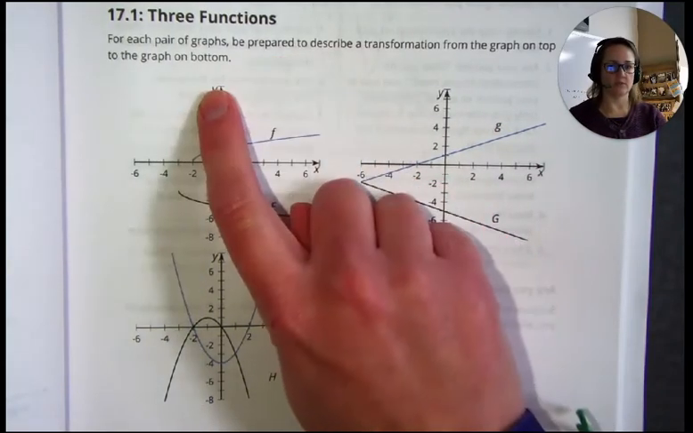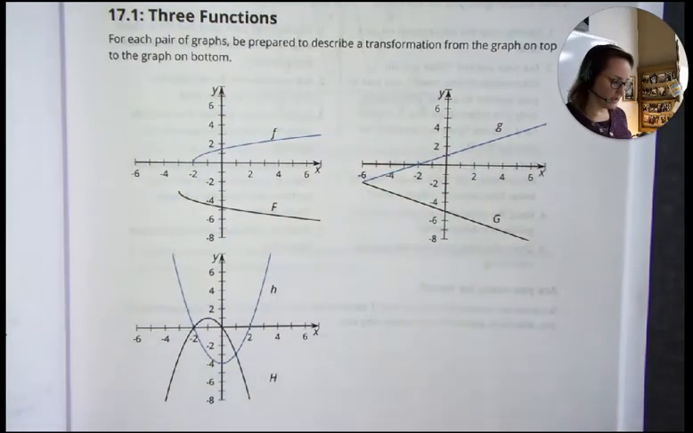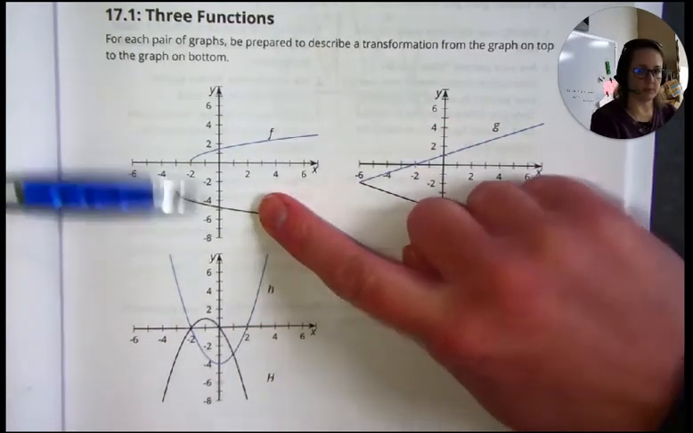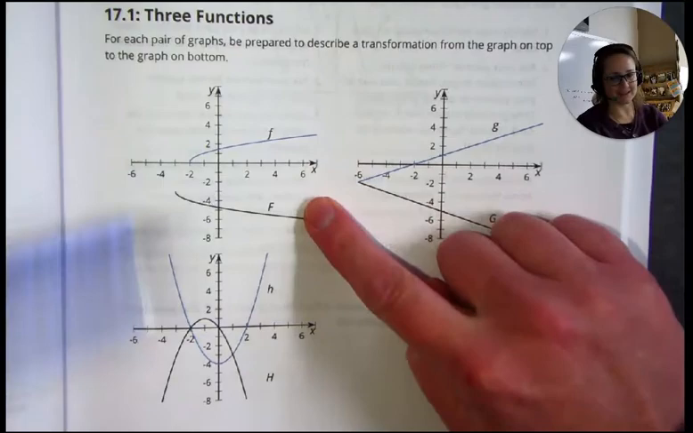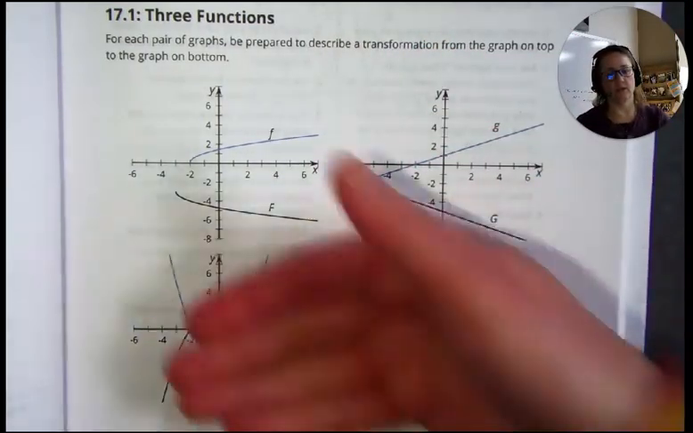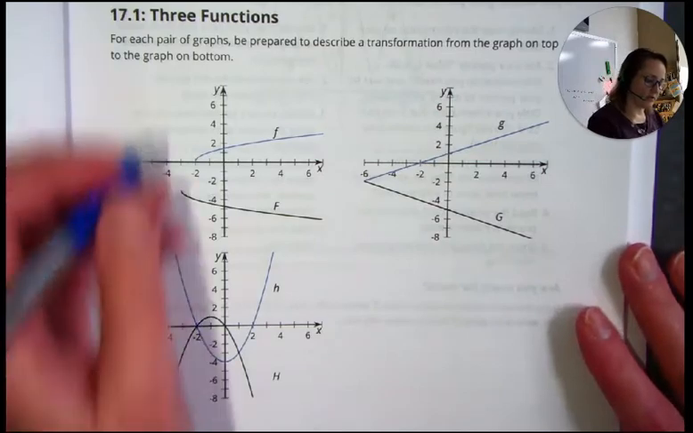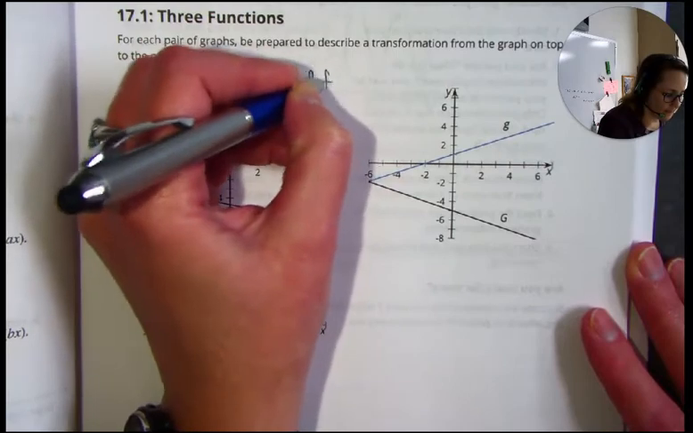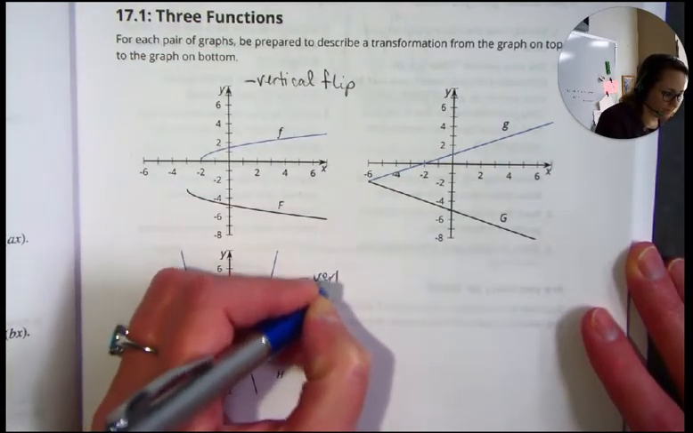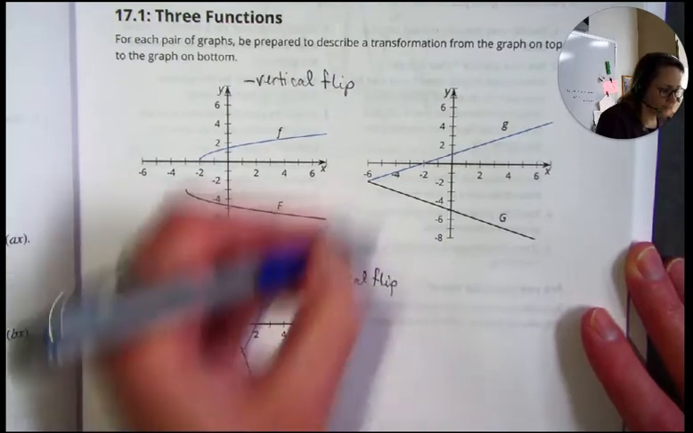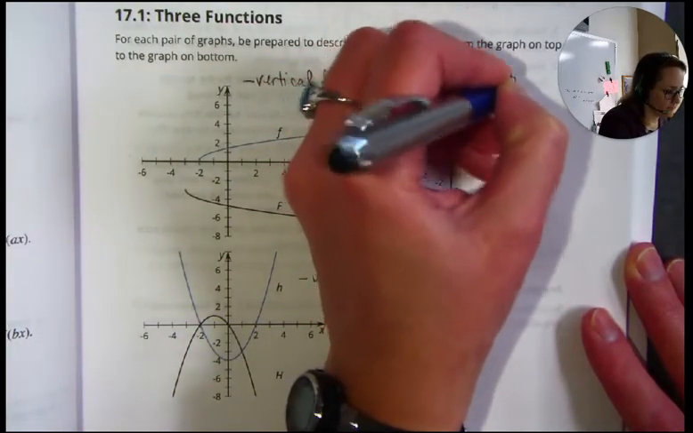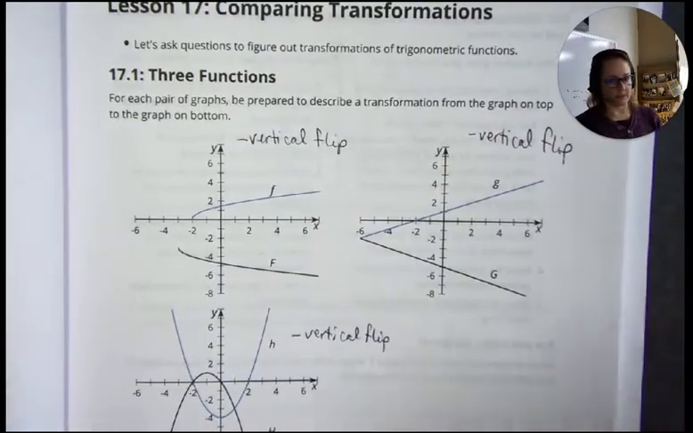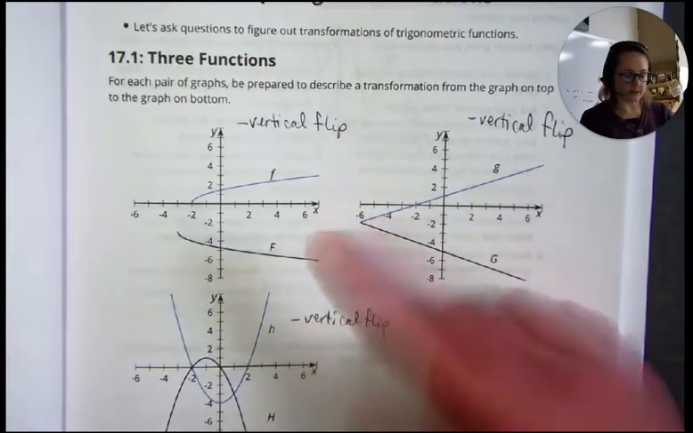Describe the transformation from the graph on the top to the graph on the bottom. For each of these, it looks like it's doing a vertical flip. So it's reflecting over the x-axis for every single one of these. It takes that graph and flips it upside down. We would call that a vertical reflection if we were being super duper mathy about it, but it's okay to just say we have a vertical flip over the x-axis for each of these.